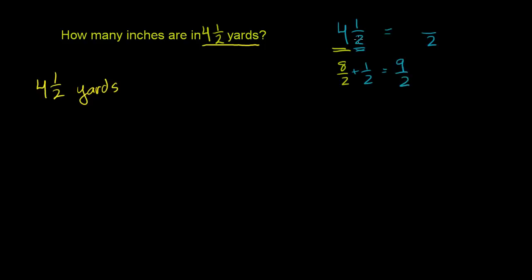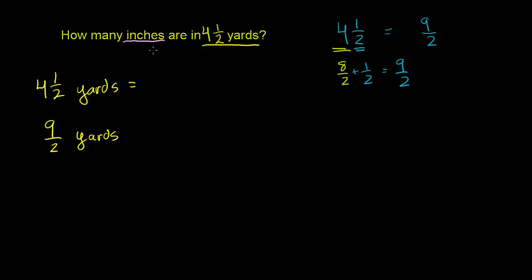The quick way to do it, 2 times 4 is 8. 8 plus 1 is 9. So 4.5 is the same thing as 9 halves. So 4.5 yards is the same thing as, let me write it over here, 9 over 2 yards. Now, we want to convert this into inches.